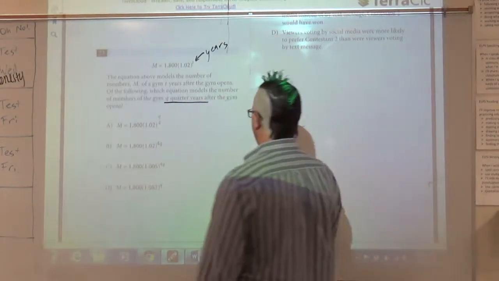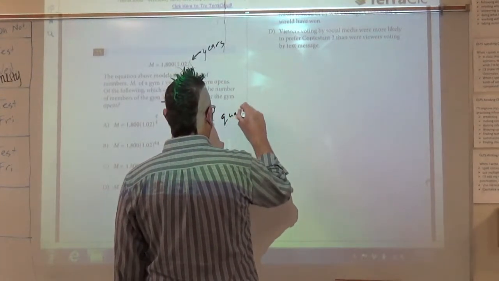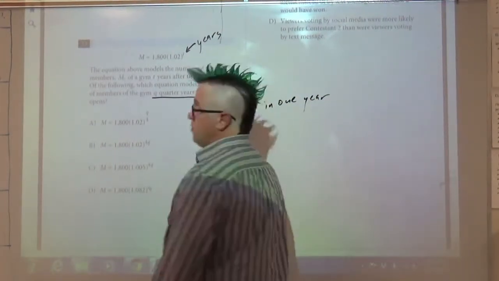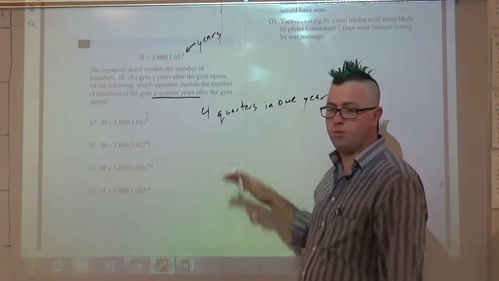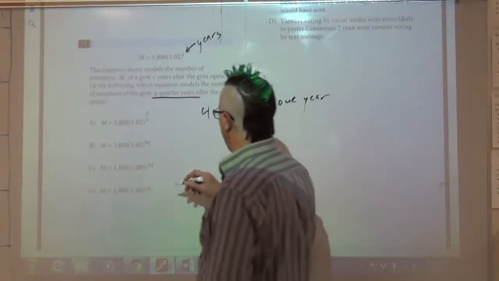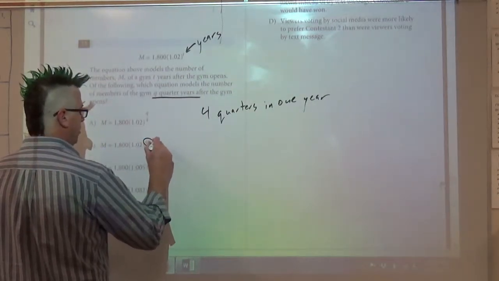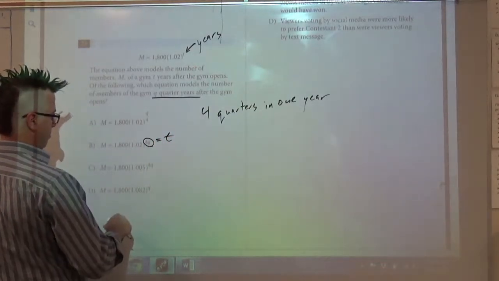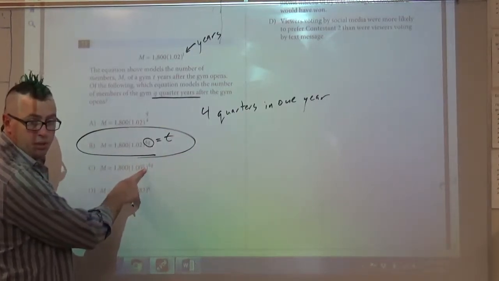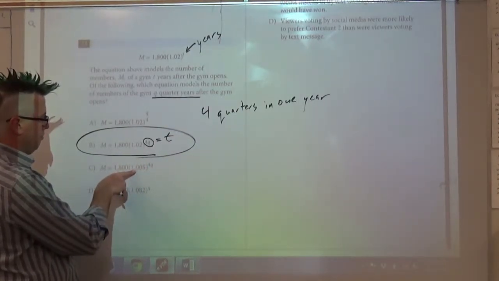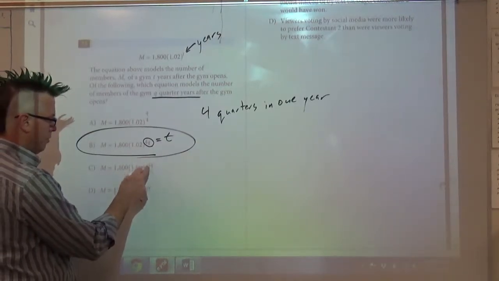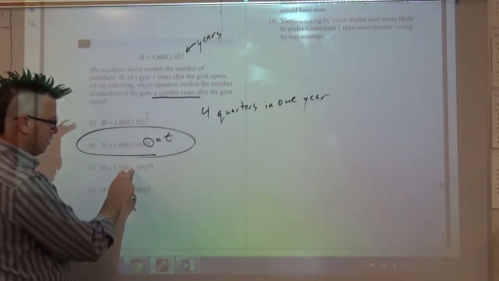There are 4 quarters in 1 year. Each quarter is 3 months. Not really useful for this, but matters a lot in Wall Street. So 4Q is going to be equal to T. So this is going to be our answer. This one has 4Q, but they changed the growth rate here. You would need to do that if you were doing quarterly, but this is 4Q, so that's not going to.